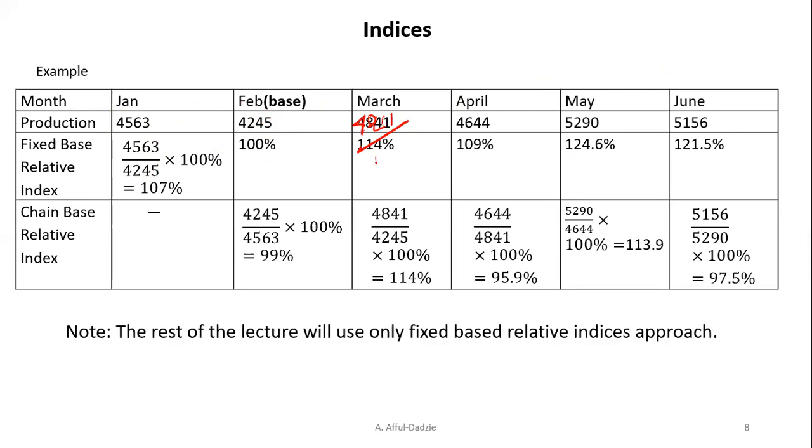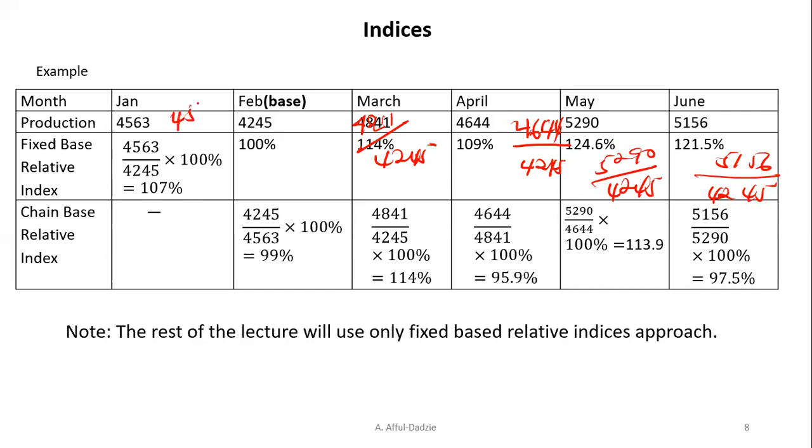4841 divided by 4245, okay? If I'm in April, it is 4644 divided by 4245. If I'm in May, it is 5290 divided by 4245. If I'm in June, it is 5156 divided by 4245. Is that okay? So here, the base is fixed. If in January, it is 4563 divided by 4245. So you notice that it is the same base across all. Okay, so you have all this for them.